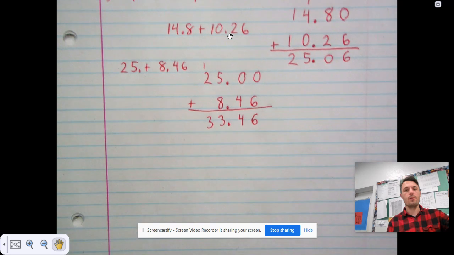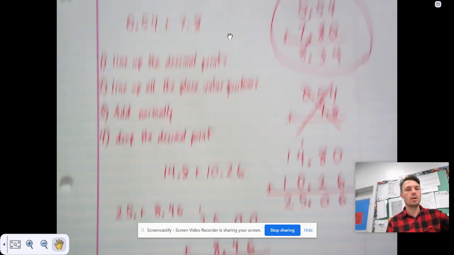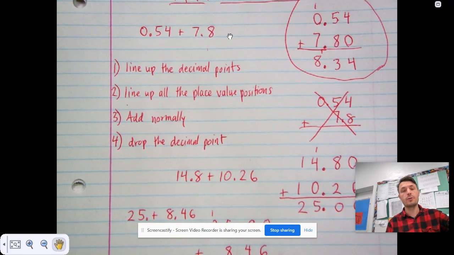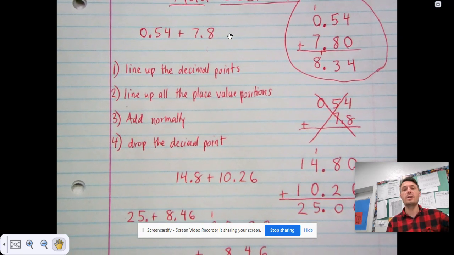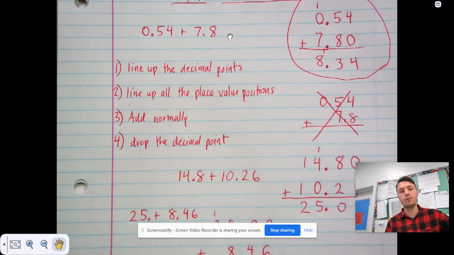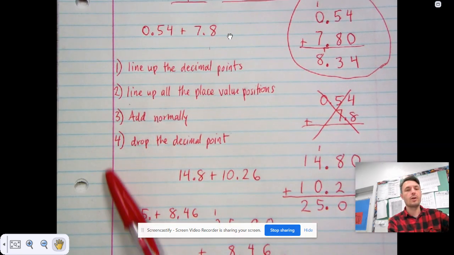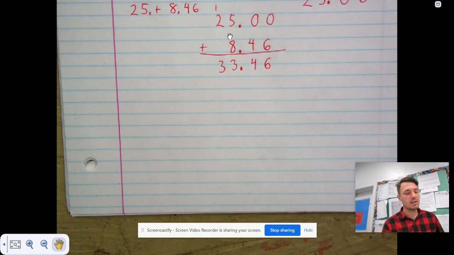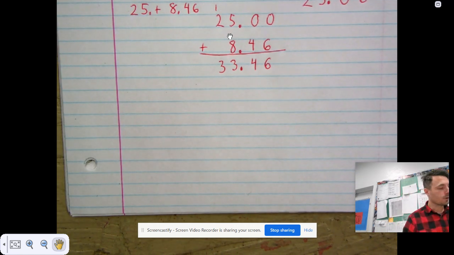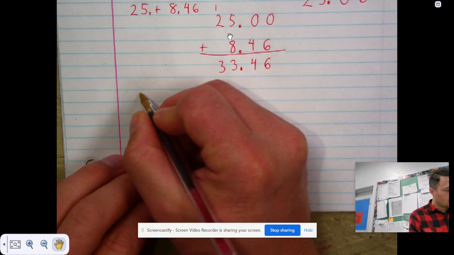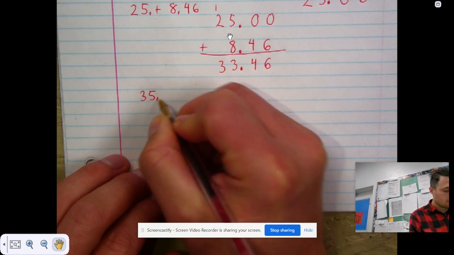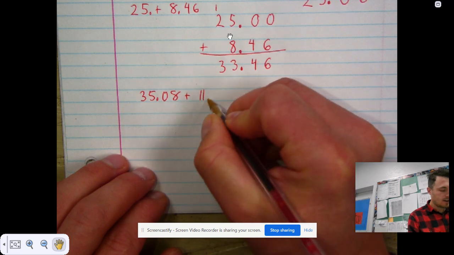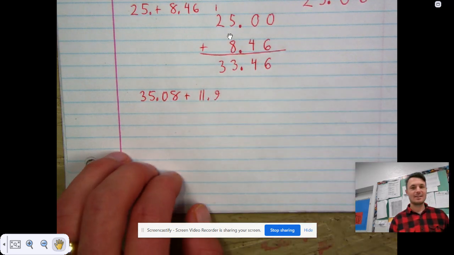Let's do another example. You can't see the steps up here anymore, but hopefully you wrote them down in your own math notebook. Hopefully you're taking notes and writing down everything with me as I'm writing it down. So even though I'm scrolling down on the page, you can still see it written down in your own math notebook. Let's say we had 35 and 8 hundredths plus 11 and 9 tenths.